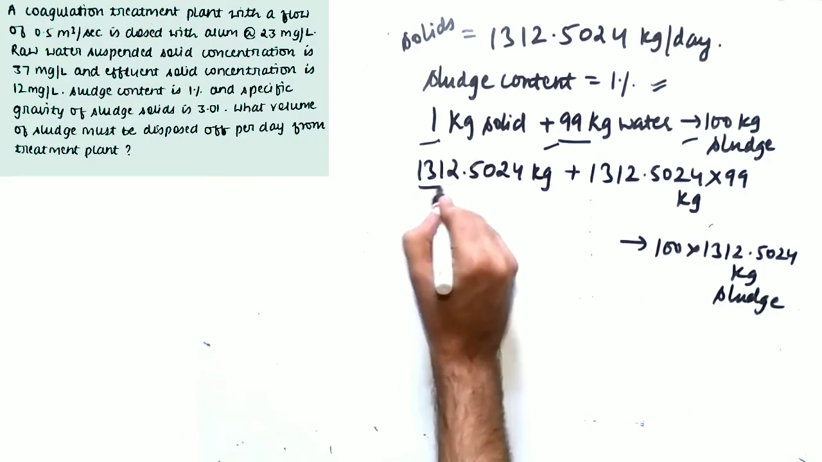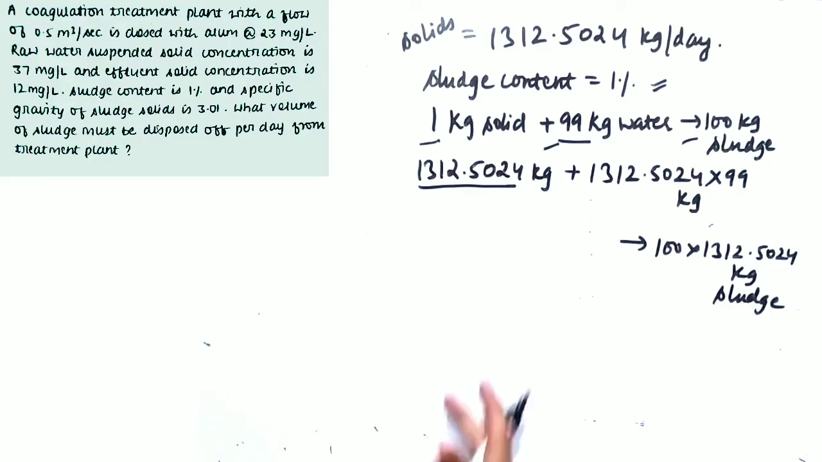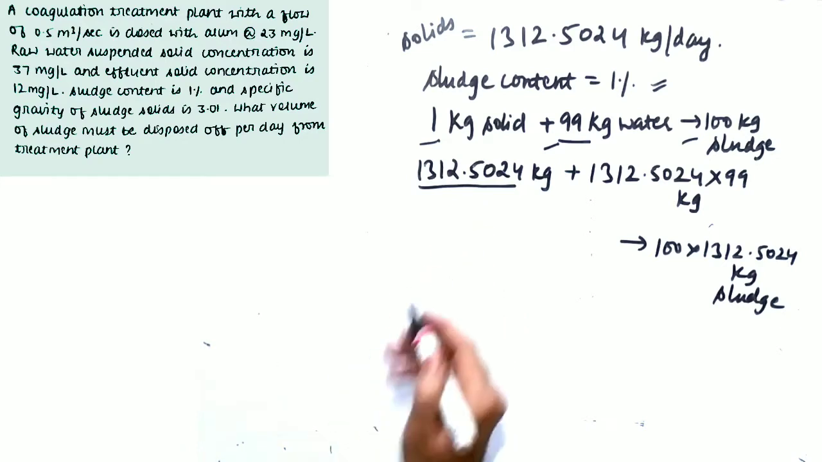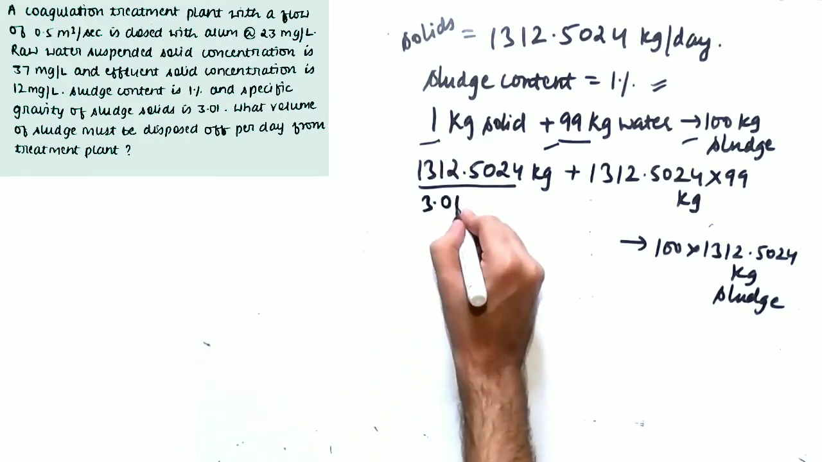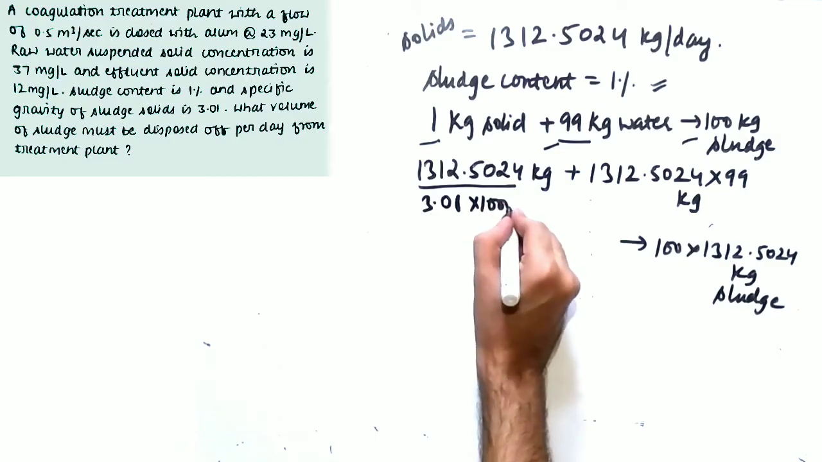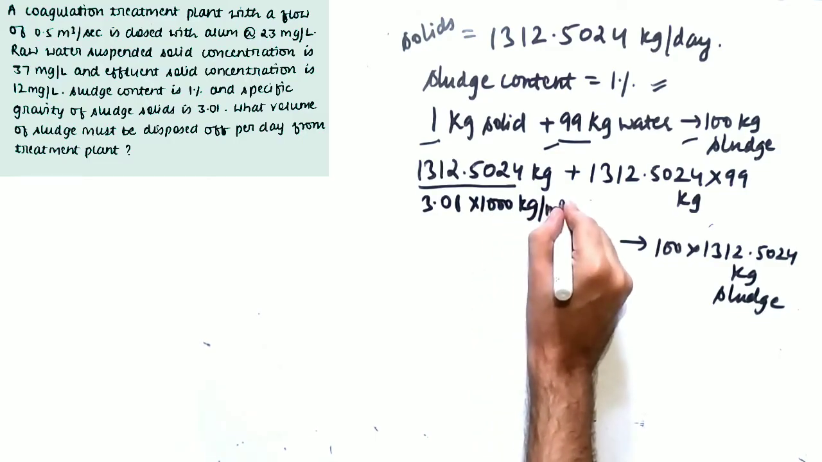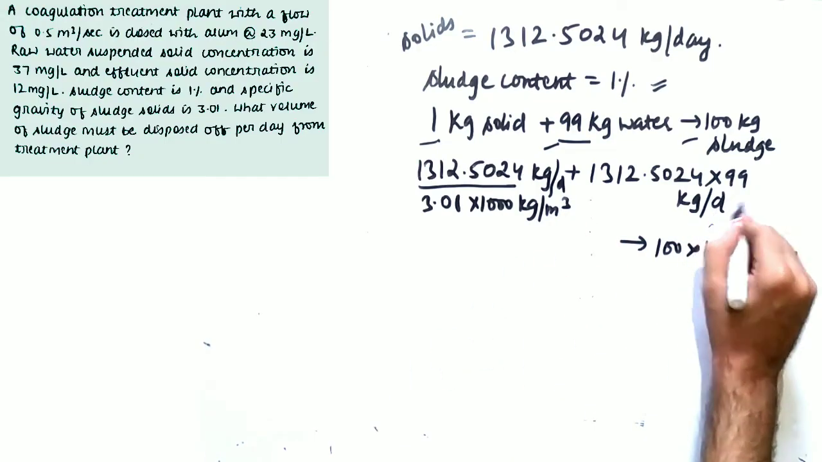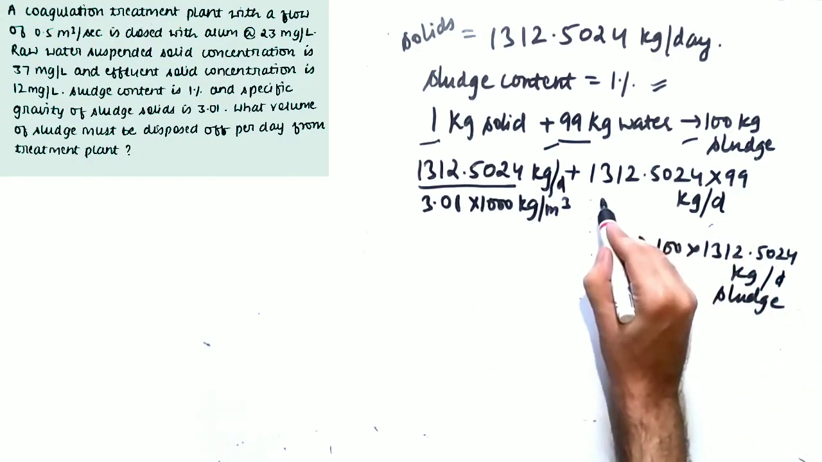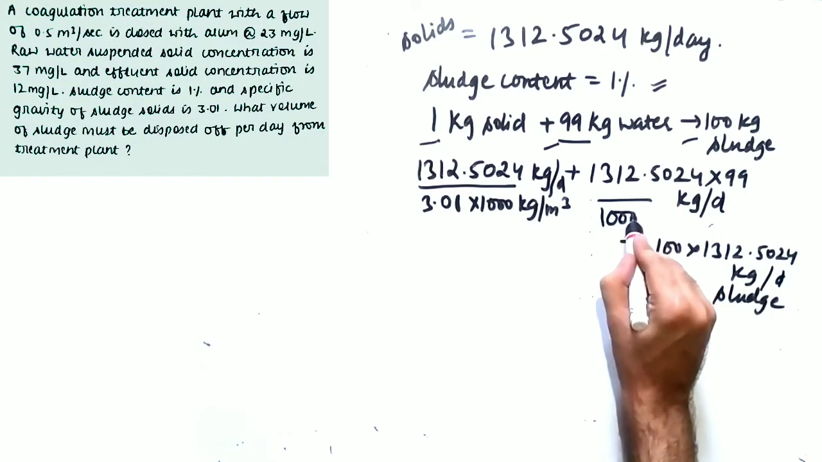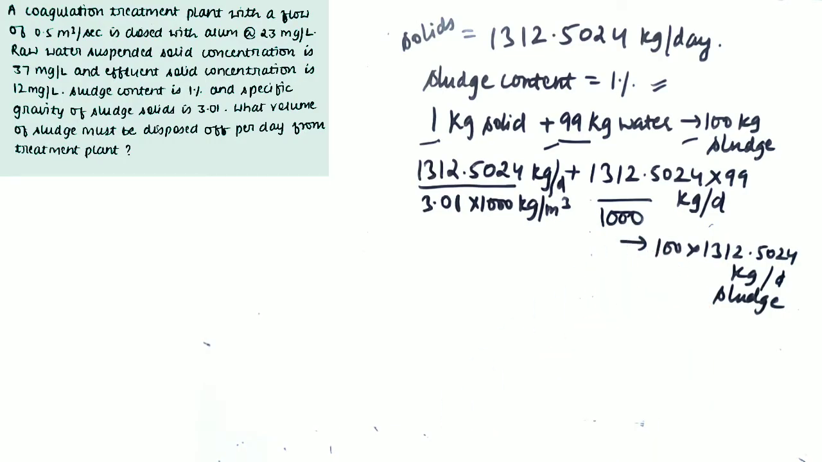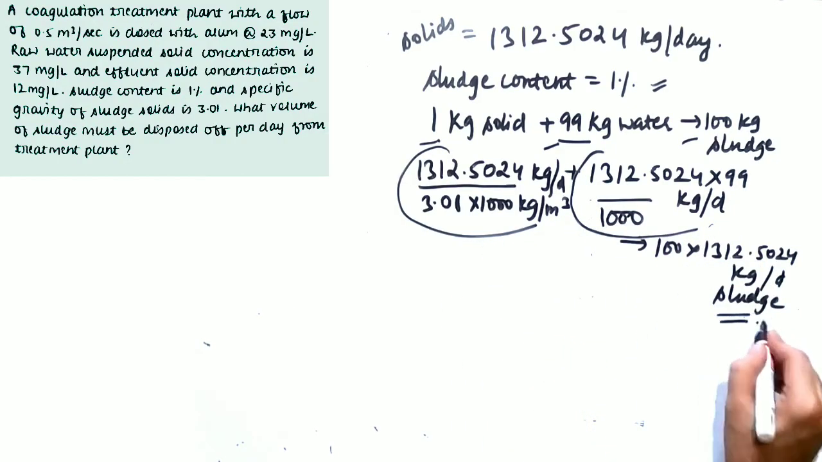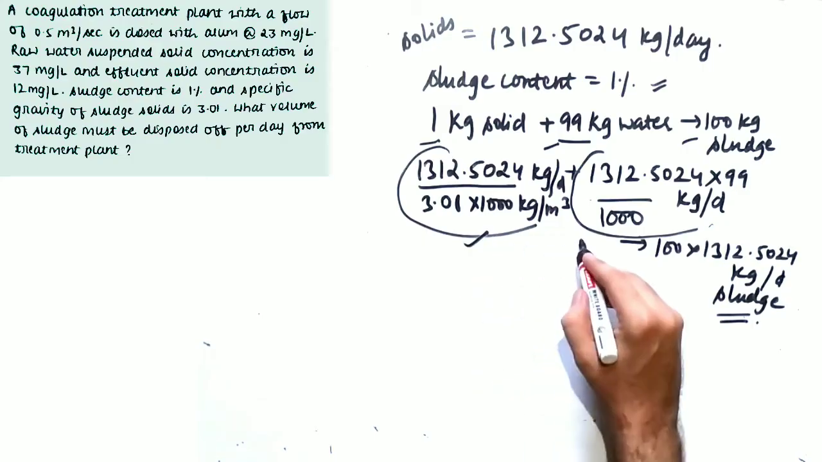So if you divide this by the density, then you will get the volume of solids. What is the density of the solid? It is given as 3.01 specific gravity. So multiply it by 1000. So this is 1000 kilogram per meter cube, and this is in kilogram per day. Similarly, this is in kilogram per day, this is in kilogram per day. So divide this by the density of water, because this is water, so 1000 kilogram per meter cube. So this part and this part is the sludge. We do not know the density of this sludge. We know the density of solids, we know the density of water.